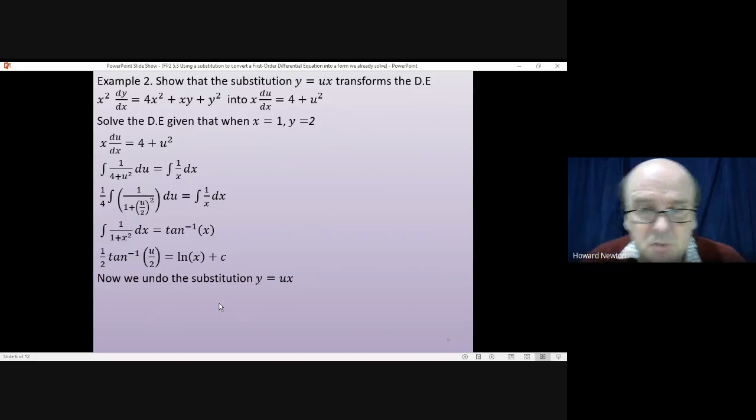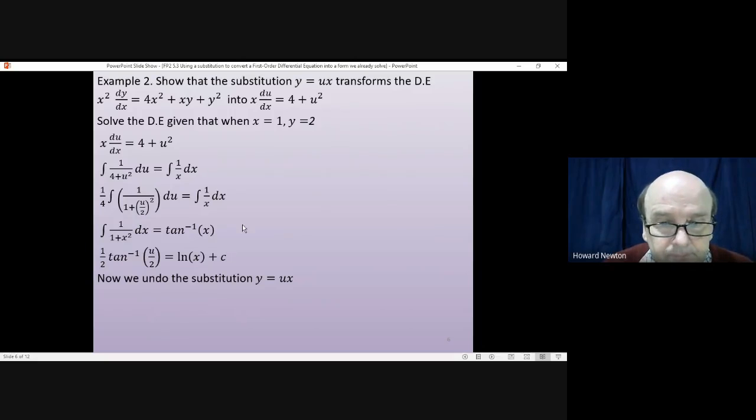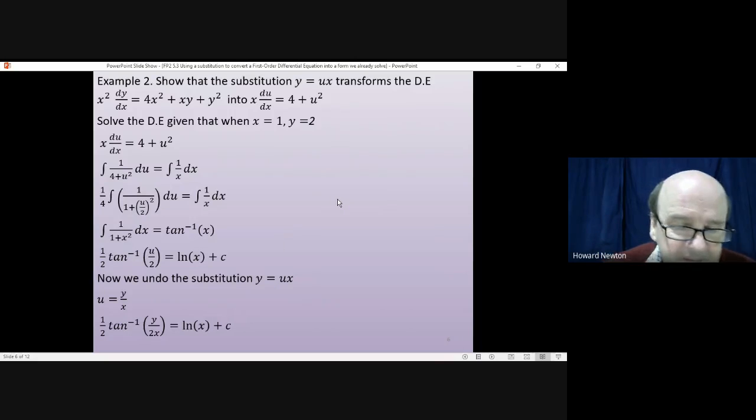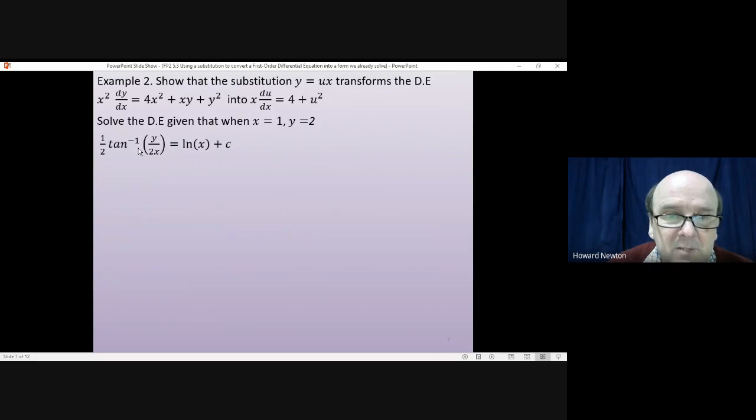Now we need to undo the substitution, y equals ux. That means that u is equal to y divided by x, and we'll substitute that in for u here, which gives us a half times the inverse tangent of y over 2x is equal to log x plus c. That's what we just did.